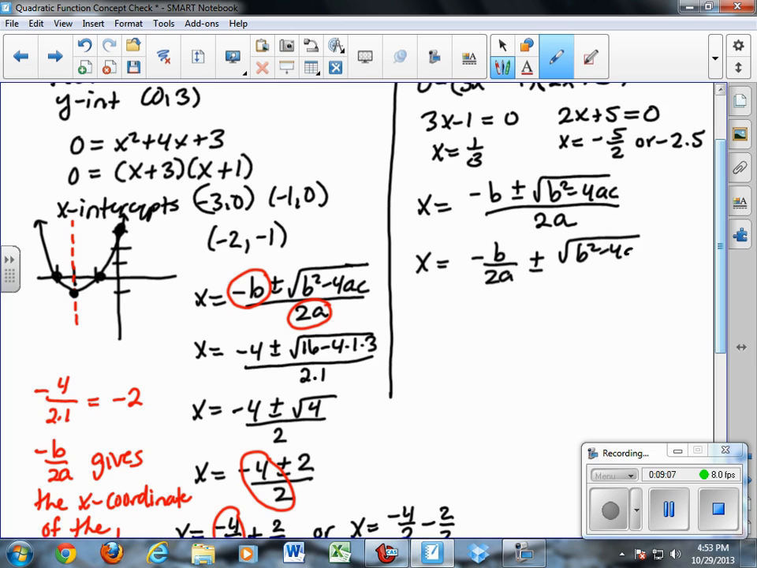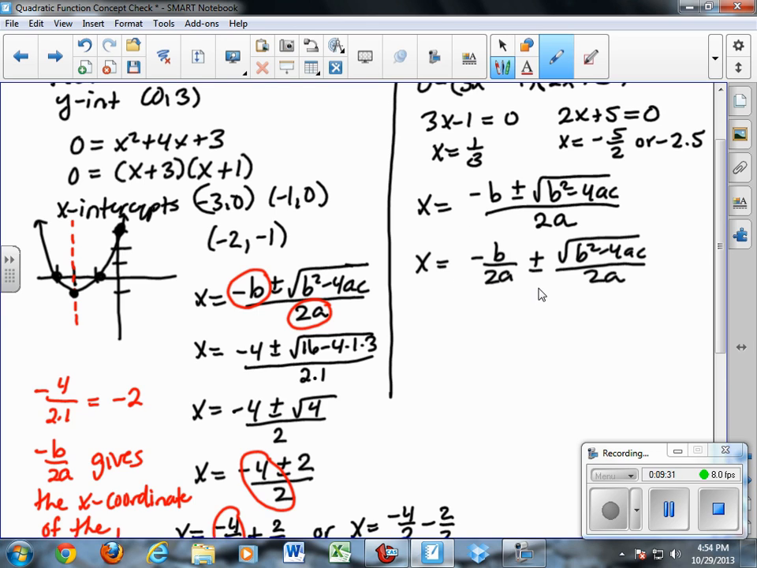When I plug numbers in for a, b, and c, I'm going to get a specific number here and a specific number here. I'm going to take this number and add that number. I'm going to take this number and subtract that number. Therefore, whatever the two numbers I get, this number is the number in the middle of those two numbers.